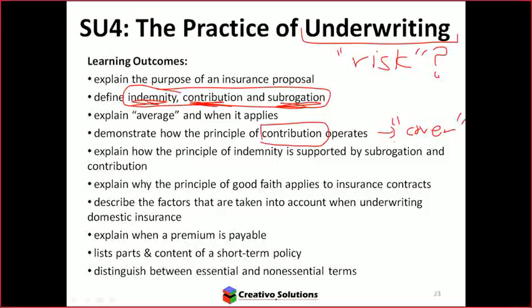Right, so cover is the protection that we have for those negative things arising. If I'm in an accident, you'll have cover because you've got car insurance that will pay for the damages. But now we need to look at who actually pays for that repair, or the damages that need to be fixed. And there could be contribution that could apply there potentially. We'll look at indemnity, we'll discuss what that is. We'll also look at things like the principle of good faith.